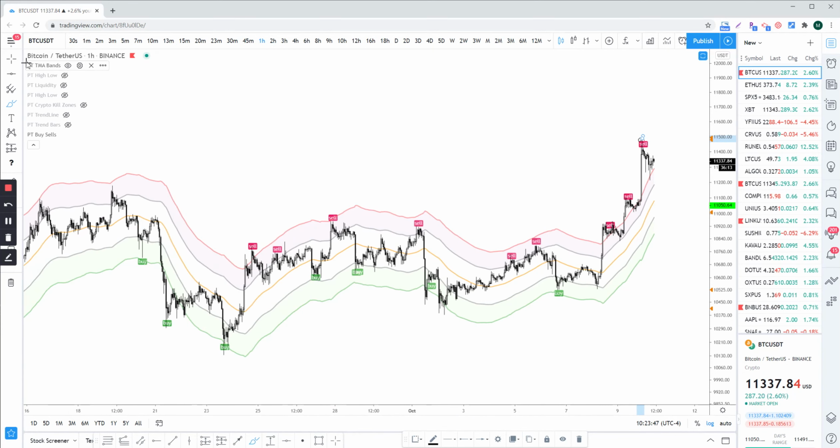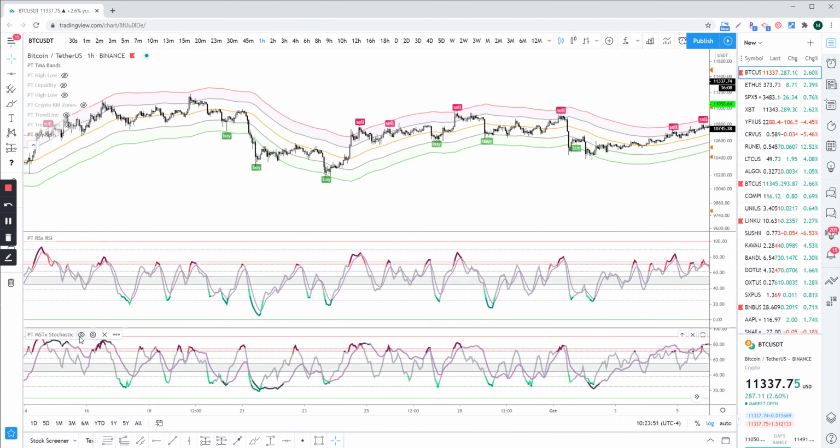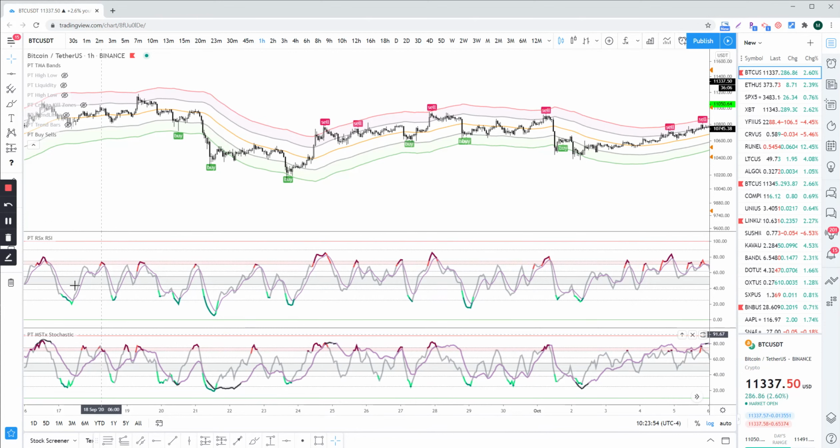Like I told you, how would I play this? Open up my oscillators, RSX and the Stoke. RSX is the modified version of RSI, and MSTX is the modified version of the Stoke. What I look for in them is exhaustion.